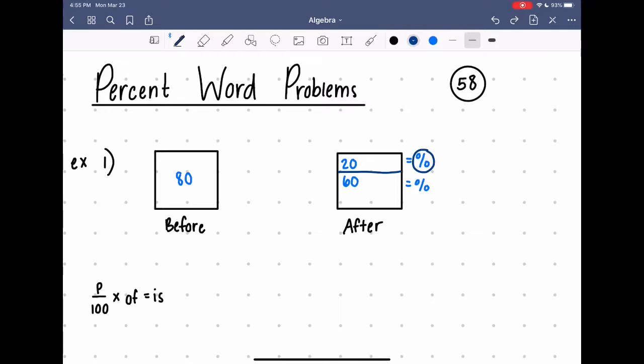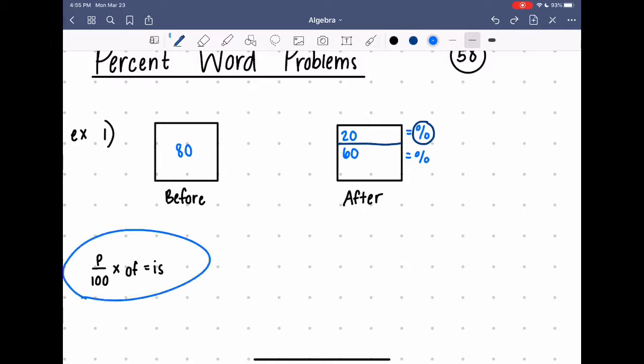In this case, we're solving for 20, which is why I circled that percent, because that's the one we actually want to solve for. We want to know what percent remains, what percent of chickens is left. So there are 20 chickens, but that's not a percent. We want to figure out what percent that is. So this sets us right up for our equation, percent over 100 times of equals is. Now remember, you can't just take the percent, like say 60%, and multiply it times your of and your is. You have to make sure that's turned into a decimal, which is why they set it over 100 in your equation. As long as you remember to turn it into a decimal, you're good.